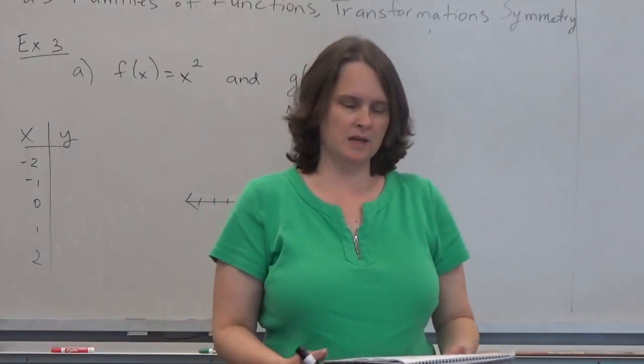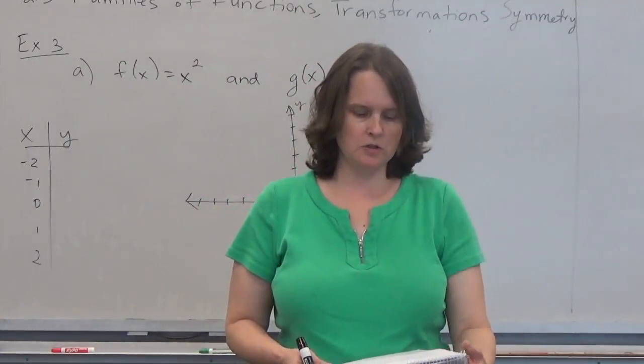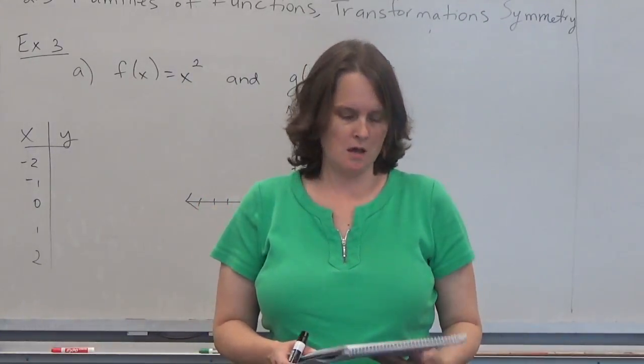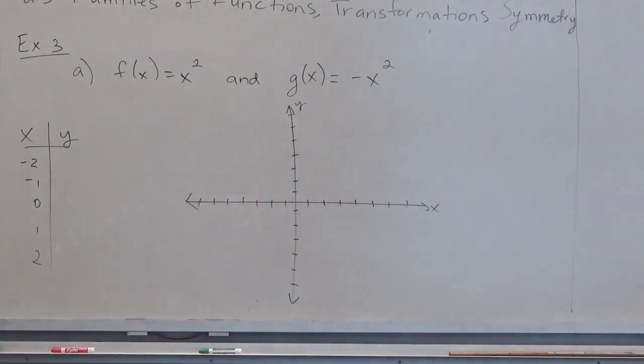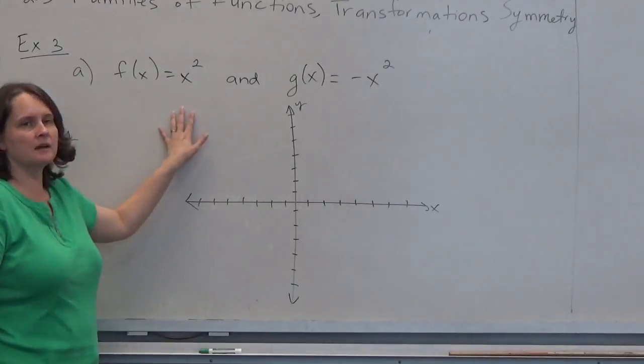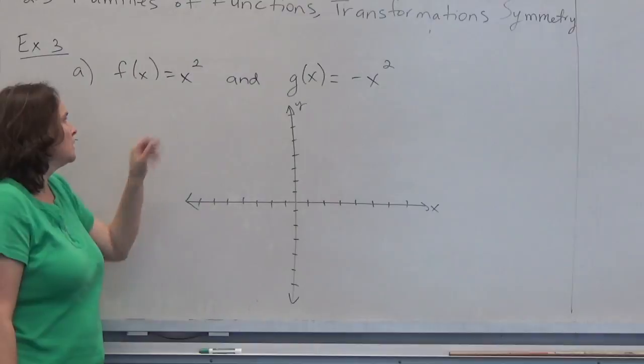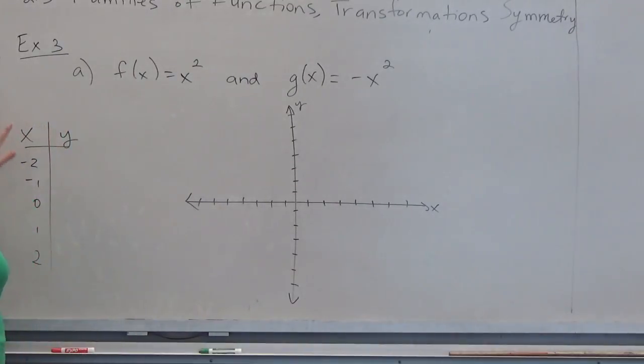For example 3, we're asked to graph each pair of functions on the same coordinate plane. Part A, we're going to graph f of x equals x squared and g of x equal to negative x squared. We already know the graph of x squared. We're familiar with that one. We can generate it very quickly.